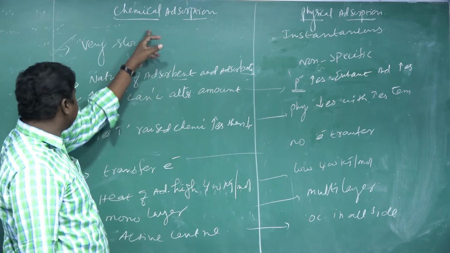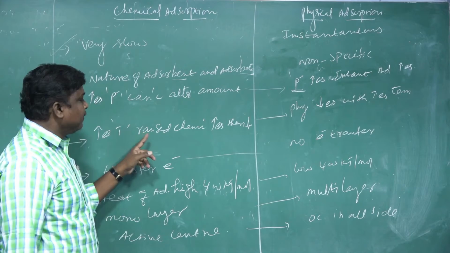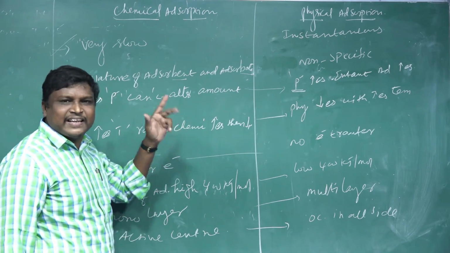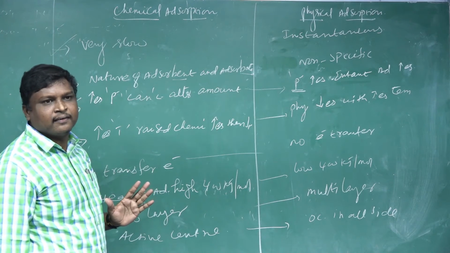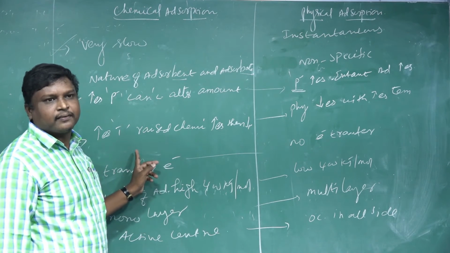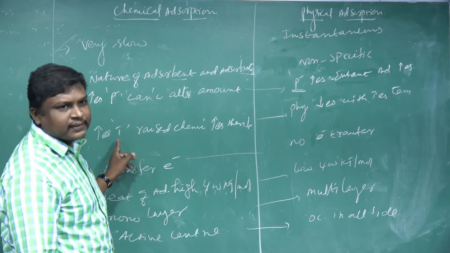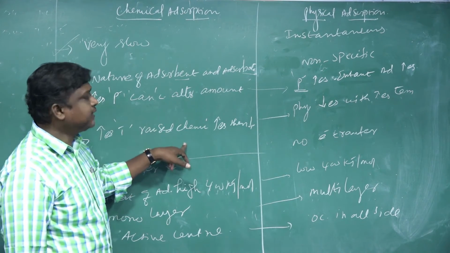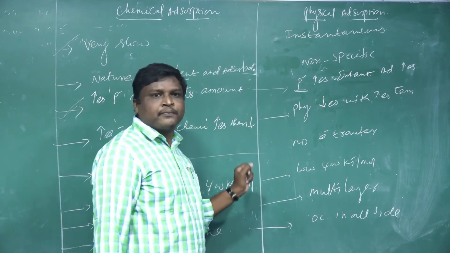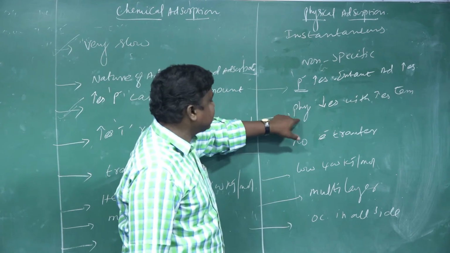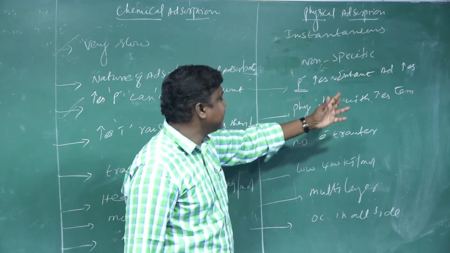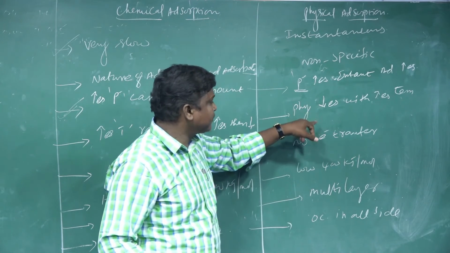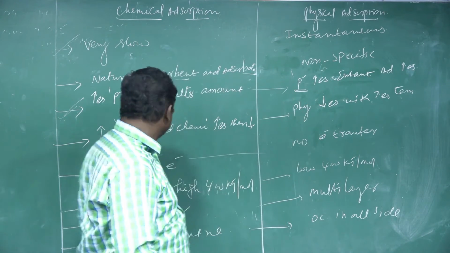In chemical adsorption, when the temperature is raised, chemisorption first increases then decreases. Physisorption, physical adsorption: the amount adsorbed decreases with increasing temperature, inversely proportional. Physisorption decreases as the temperature increases.